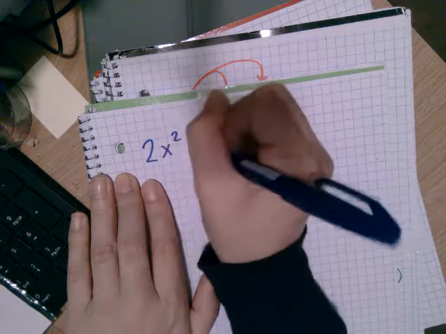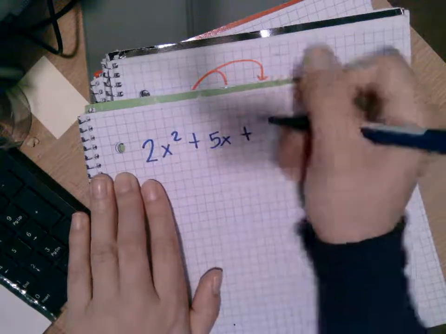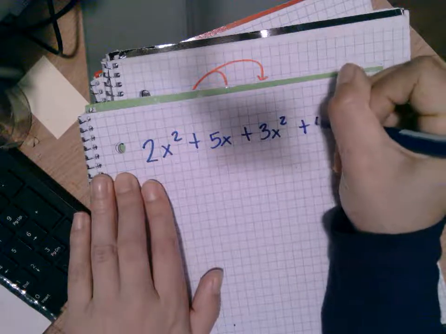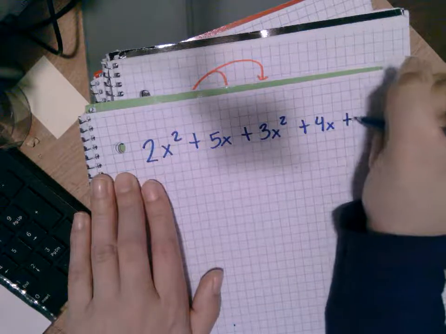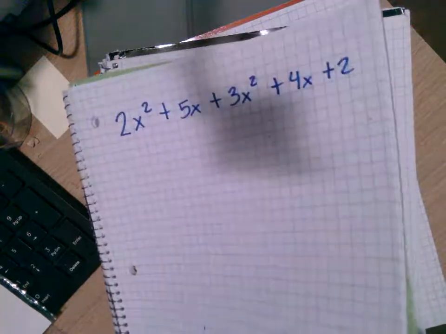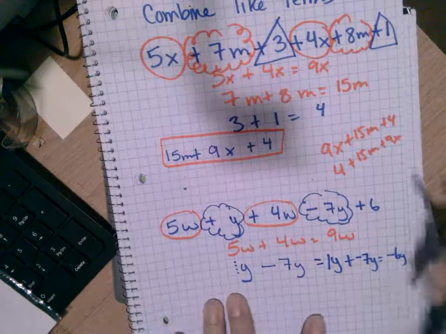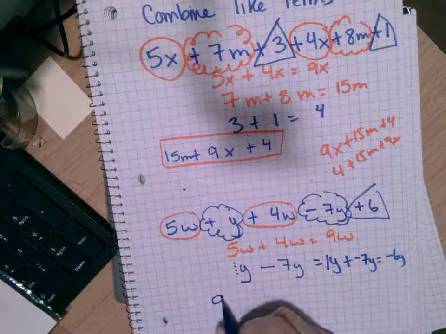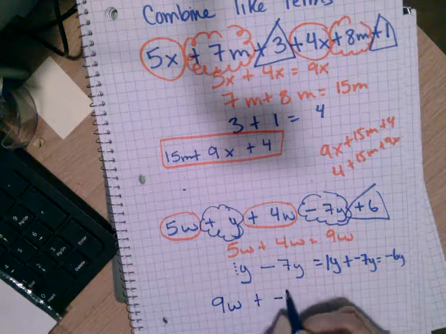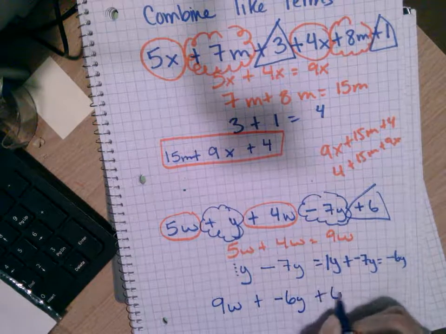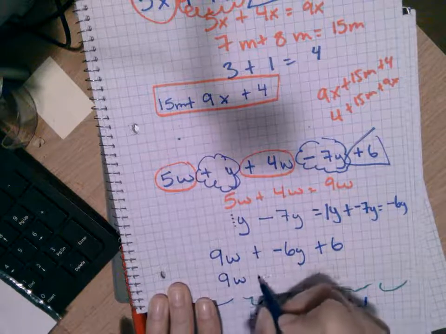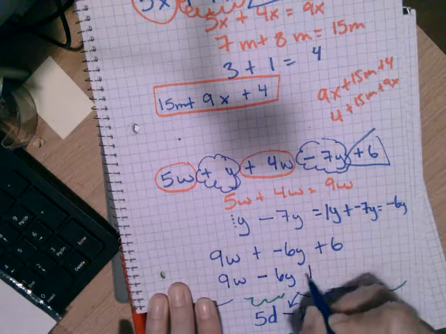2x squared plus 5x plus 3x squared plus 4x plus 2. Oh, wait, did I finish that one? I didn't. Sorry, I'm jumping the gun here. I'm so excited. And then the 6. So my final answer would be 9w plus negative 6y plus 6, or you can write it as 9w minus 6y plus 6.